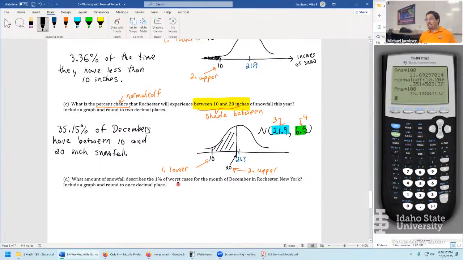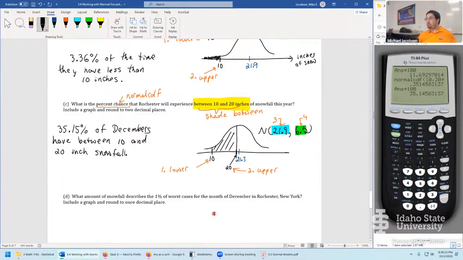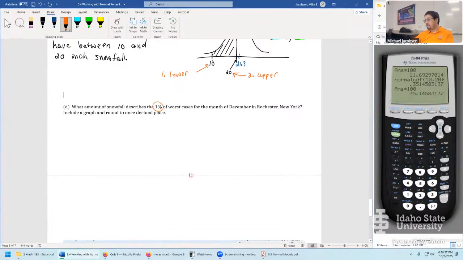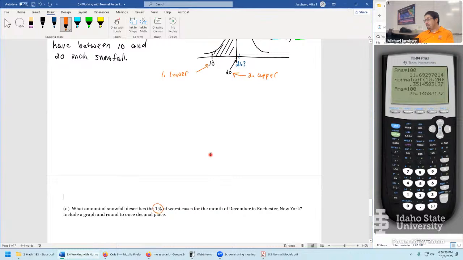We're down to the very last question. It's a worst case scenario kind of question. The major feature about this one is right where it says 1%, and it's also asking for what amount of snowfall. Those were the givens in all the rest of the questions. So this question is fully backwards. Let's put it on the next page here. This one is an inverse norm question.